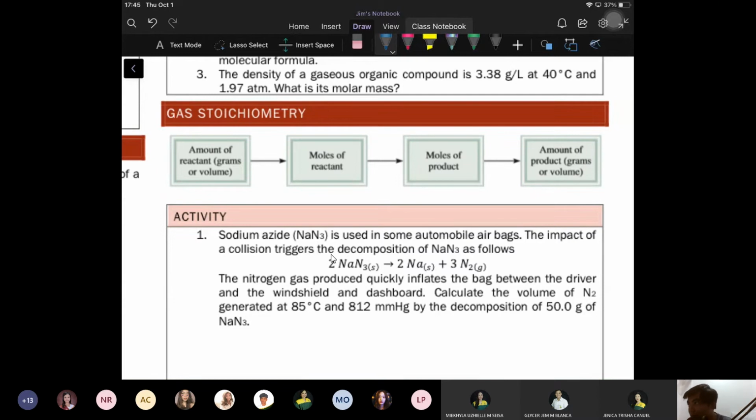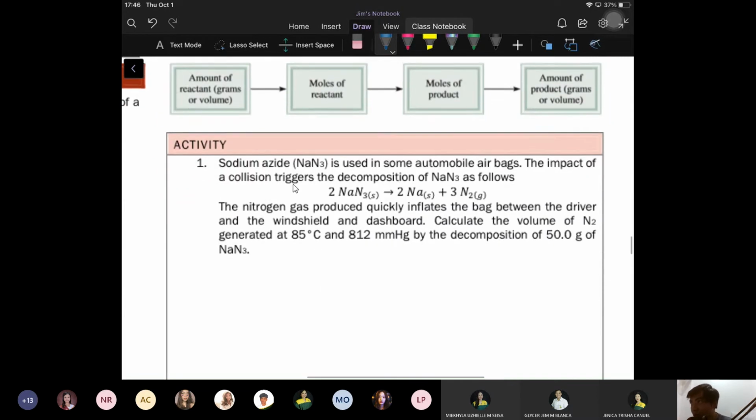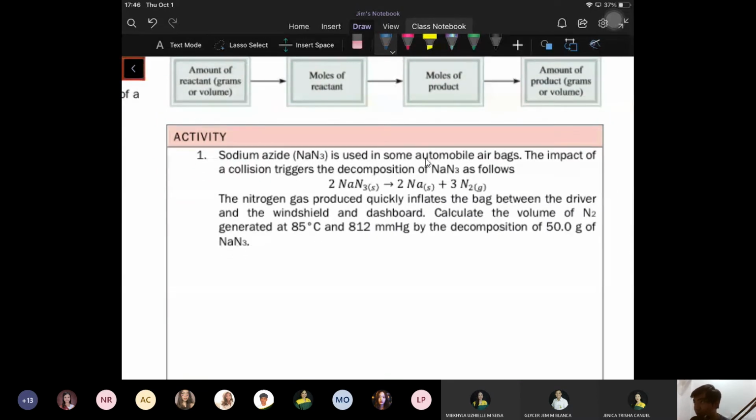So let's try this one. Sodium azide is used in some automobile airbags. So, depende sa sasakyan. Pag nabunggo yan, biglang mag-open yung airbags. So, bakit? Ganito kasi. In cars, sa mga car na may airbags, ang nangyayari is that kapag bumunggo yung car, may magka-come into contact na metals. So nasa harap 'yon, alam ko eh.